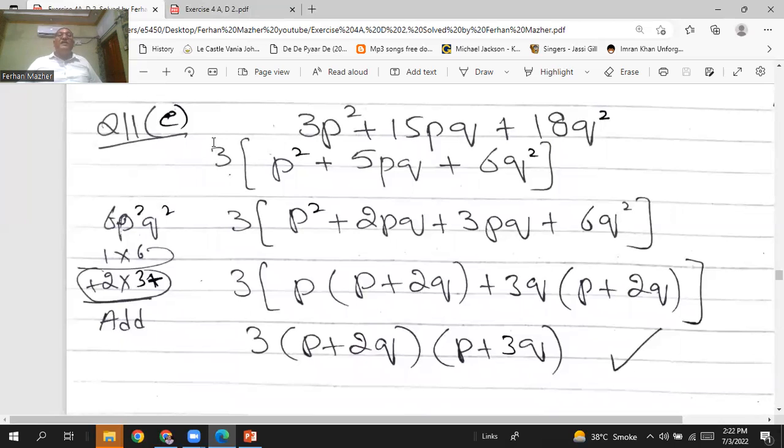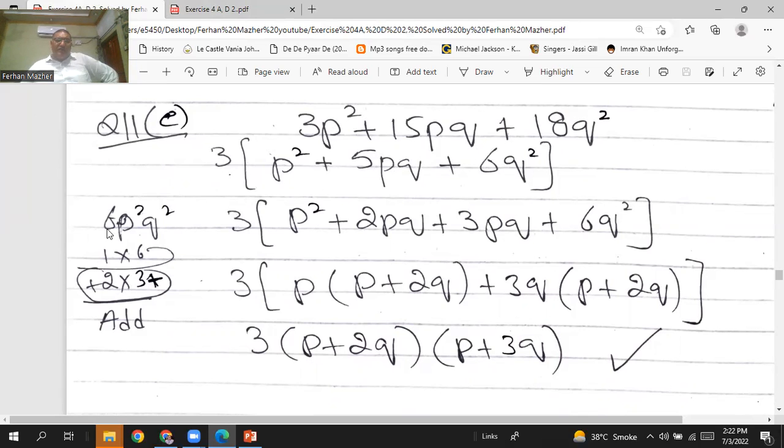In all of these three, the 3 is common. So I can take 3 common. It will make your factorization easier. That's the rule of factorization: if something is common in all of them, you take it common. So 3 has been taken common. Put a square bracket here: p square plus 5pq plus 6q square, bracket close. This 3 will remain side by side, and we will do the rest of the procedure inside this square bracket.